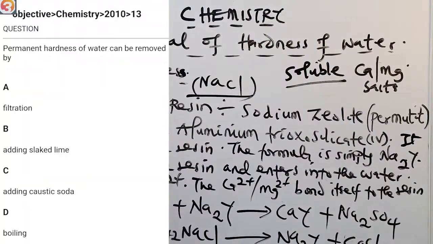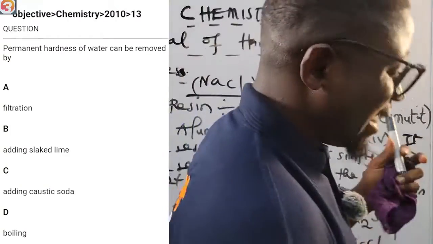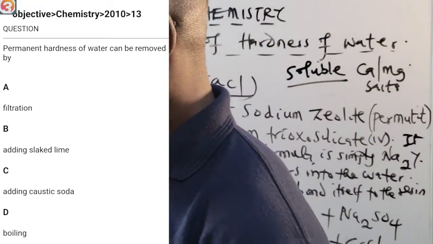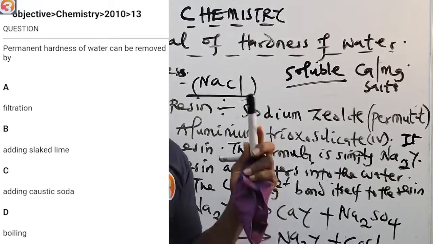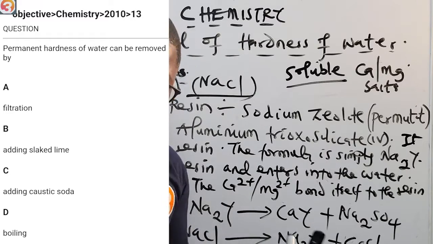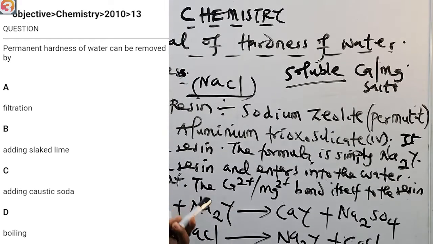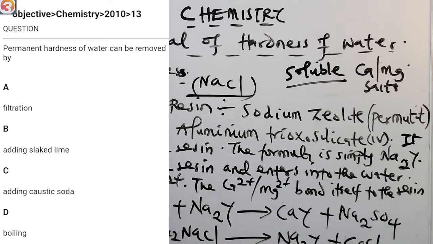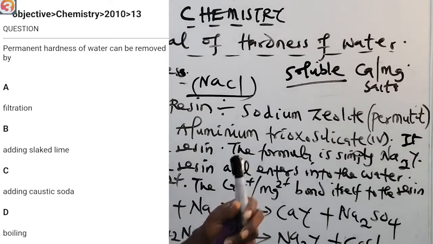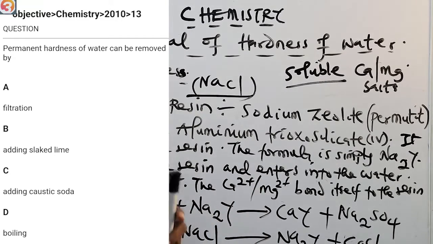2010 number 13 says permanent hardness of water can be removed by: A, filtration; B, adding slaked lime; C, adding caustic soda; D, boiling. Filtration is wrong. Adding slaked lime is for removing temporal hardness. Adding caustic soda, NaOH, is a method for removing permanent hardness of water. So you must take note.